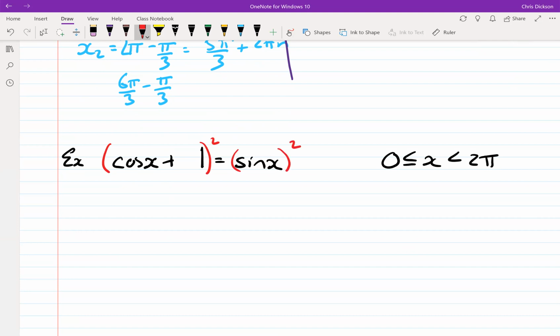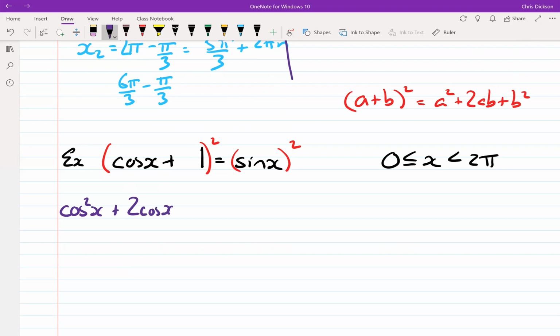Okay. Now, I do need to be a little bit careful about when we square both sides, this idea of introducing extraneous roots. But let's see what happens here. If I square this, I'm going to get a plus b squared, which is a squared plus 2ab plus b squared. So this left-hand side is going to give me cos squared x plus 2 cos x plus 1 equaling sine squared x.